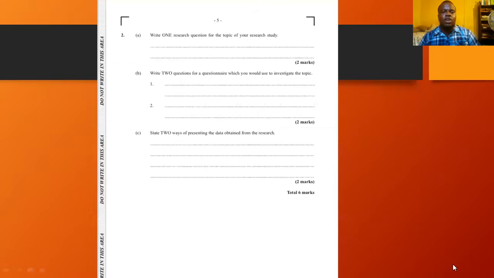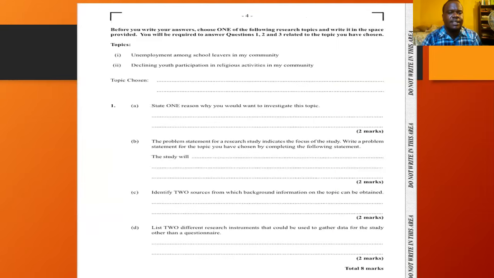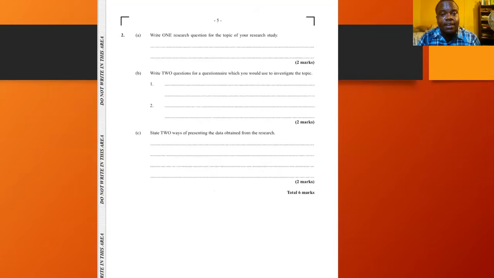All right, so 2A says, write one research question for the topic of your research study. We actually went through that in our previous slide. So you could use back the same research question, right? What do you think caused you to become unemployed, right? How does unemployment affect you as a youth in the community? What do you think are some of the possible solutions, or what possible solutions can be put forward to reduce the high levels of unemployment among the youth in the community, right?